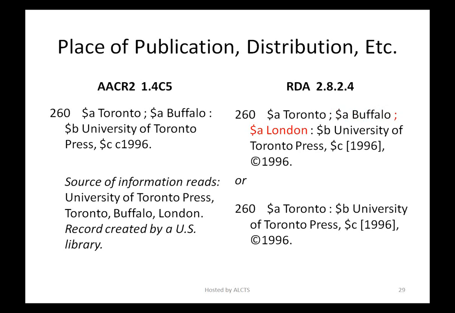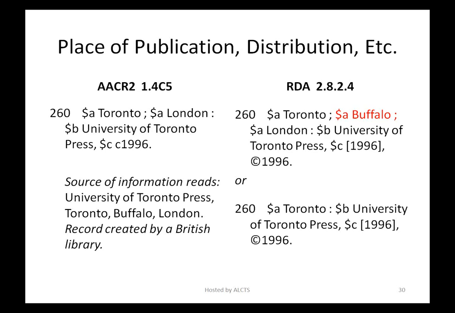Now for a U.S. agency, they would have recorded this as Toronto, Buffalo in AACR2. And in RDA, notice that we would add London, or we would just record Toronto. Again, we would get the same result as the Canadian library. And for a British library, again, in AACR2, we get a different result, Toronto, London, but the same result in RDA. So this is going to enable us to share records more easily. I doubt that many of us have the staff to actually change these in copy, but if you're upgrading the record for whatever reason, you might actually do that, and we shouldn't need to do that in the future.